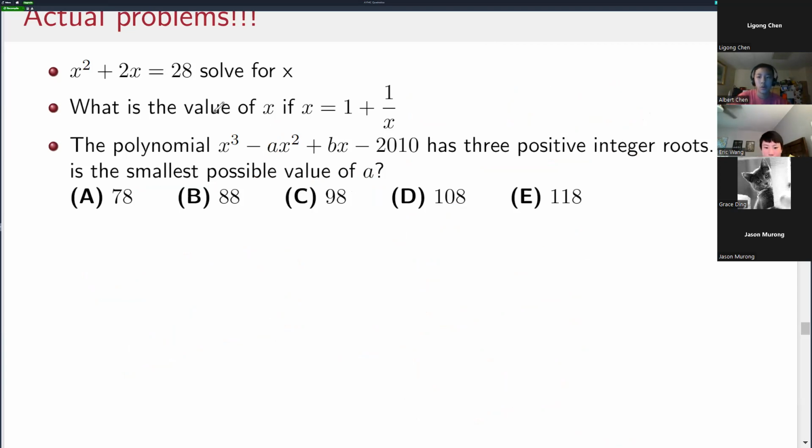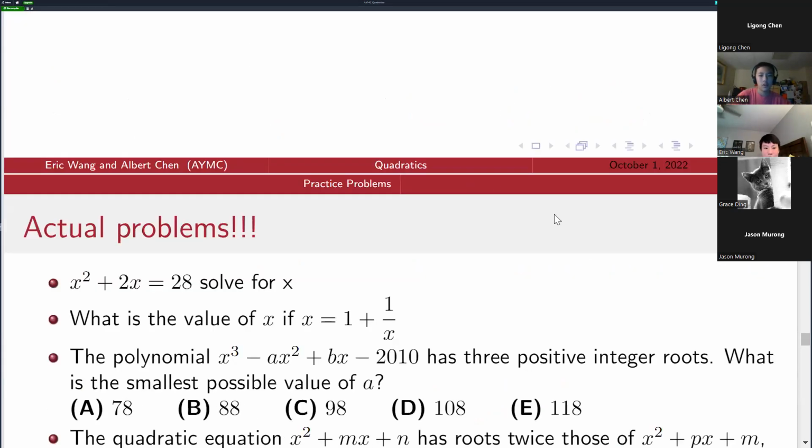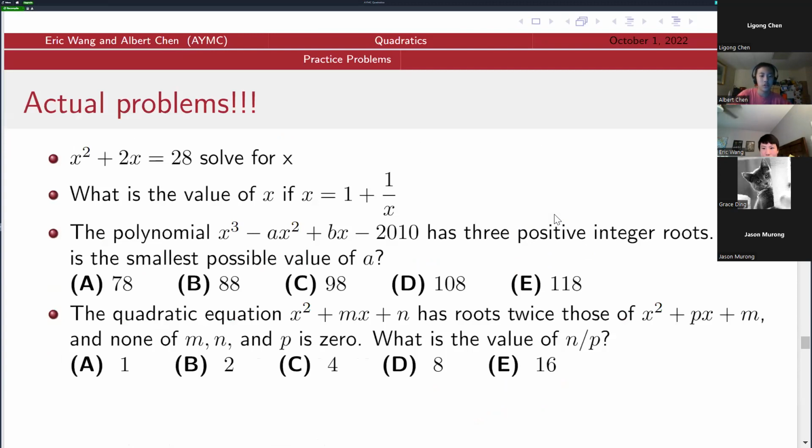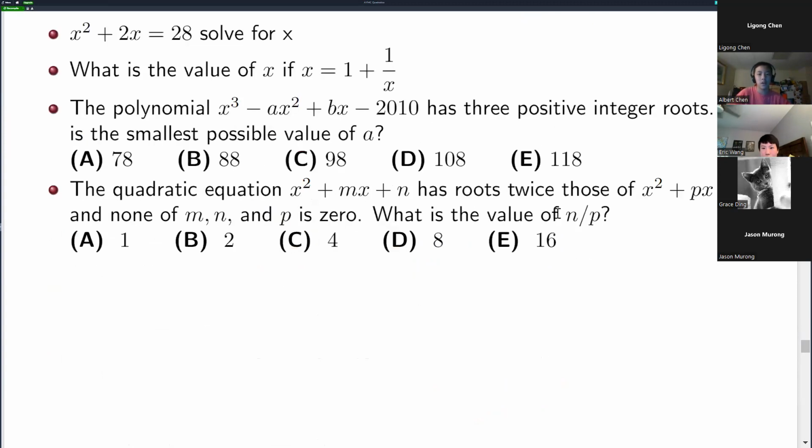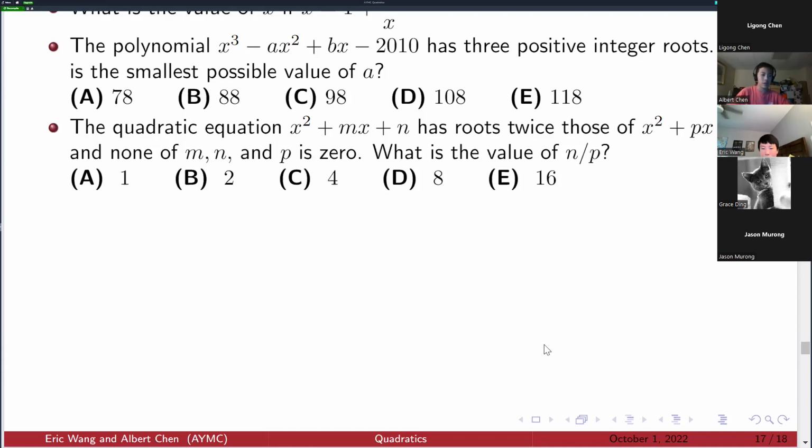Okay, so that was problem 3. Let's move on to problem 4, and it's this one right here. The quadratic equation x squared plus mx plus n has roots twice those of x squared plus px plus m, and none of m, n, and p is 0. What is the value of n over p? Now, twice those means each of the roots is 2 times the roots of the other quadratic.